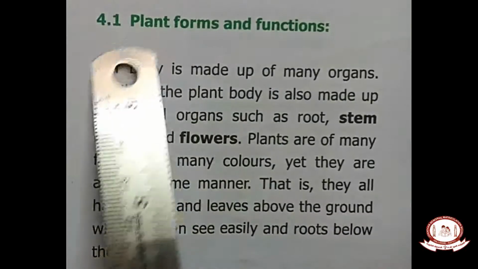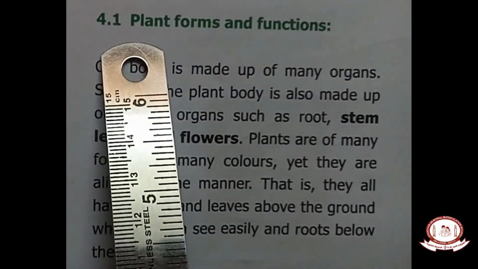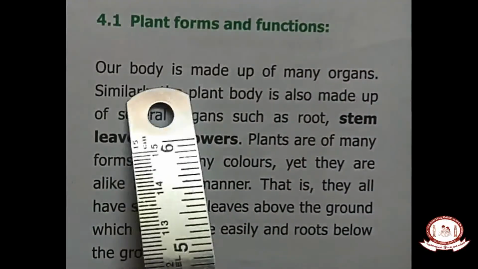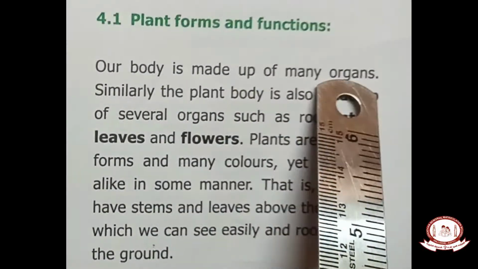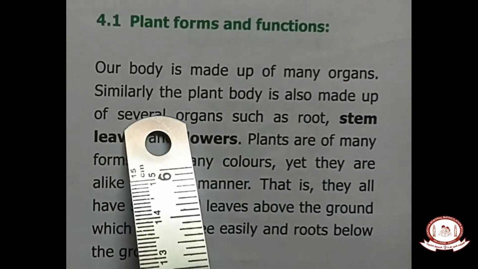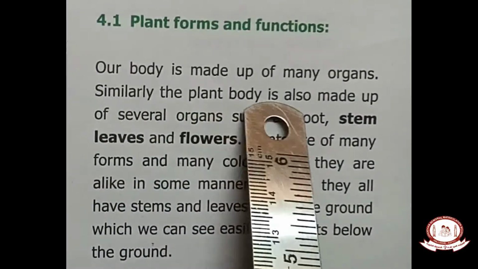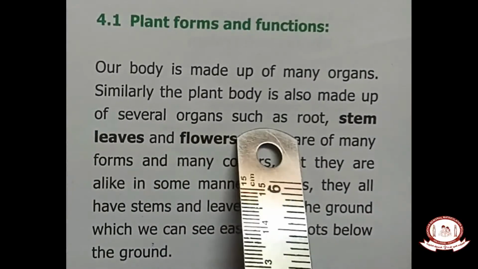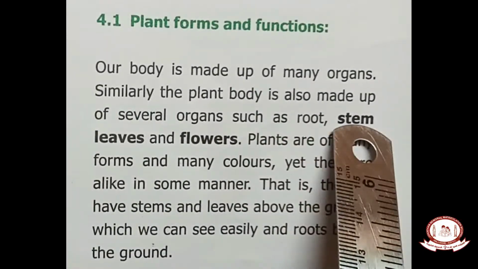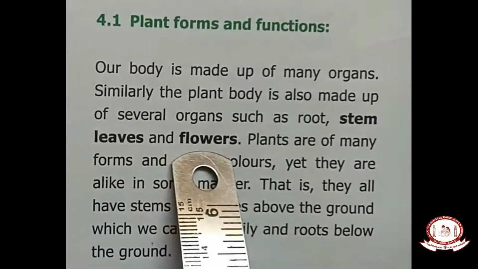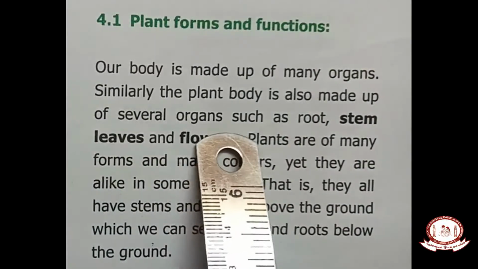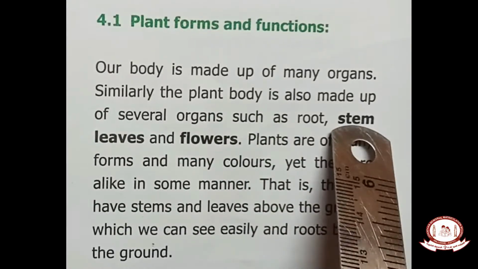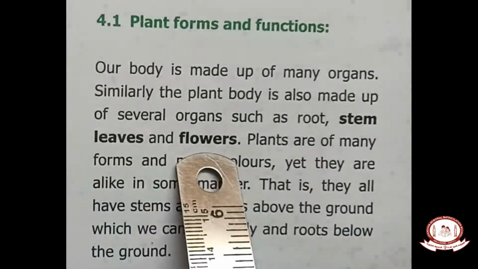Okay. The second paragraph. Please listen. Plant forms and functions. See, our body is made up of many organs, isn't it? Similarly, the plant body is also made up of several organs such as root, stem, leaves and flowers. What are the organs in a plant? We can see that they are the root, stem, leaves and flowers.